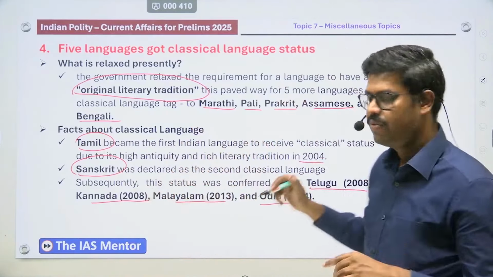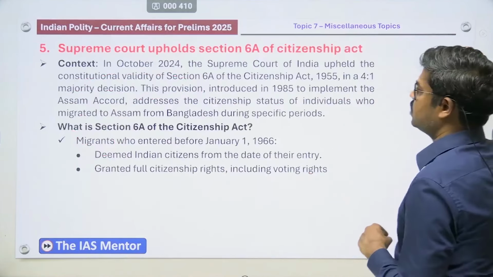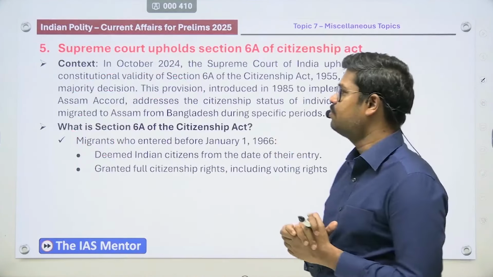Presently there are 11 languages in India which have got the classical language status. Alright. Please come to the next topic.